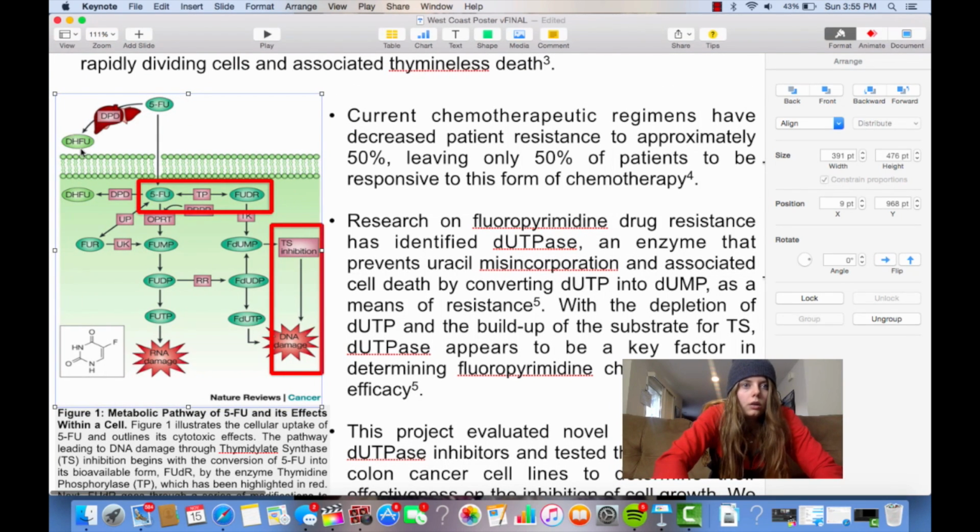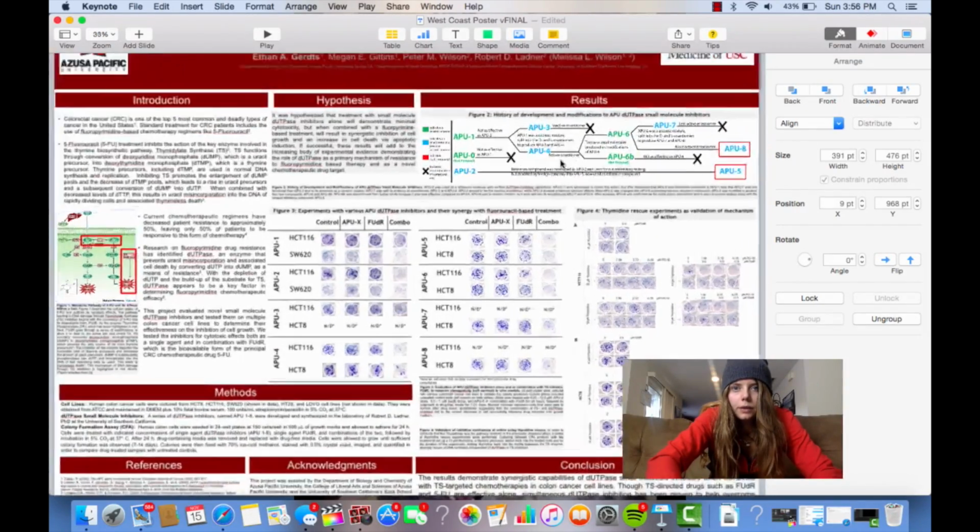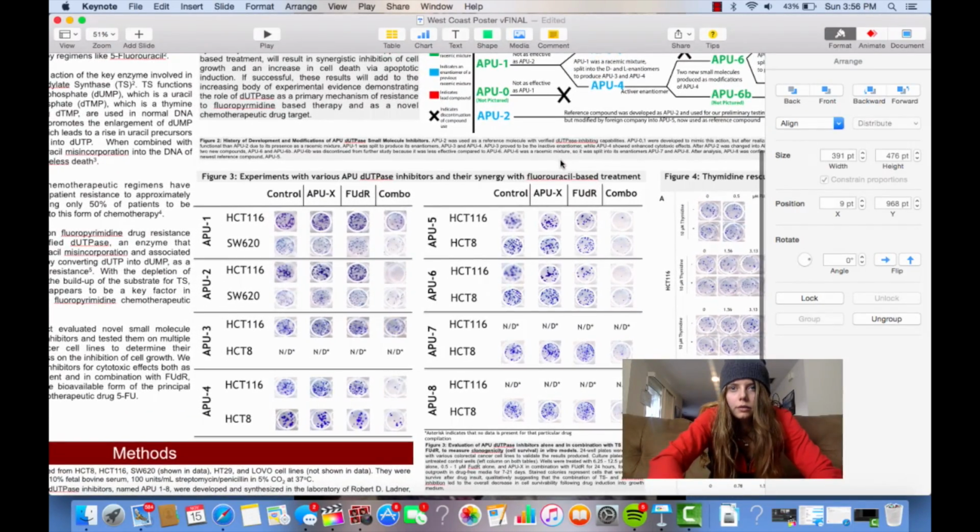So you take the medication, it gets metabolized in your liver, 5-FU goes into the cells, 5-FU comes down and inhibits thymidylate synthase, bam, DNA damage, because, again, we have that buildup of uracil, which the cells misincorporate into the DNA because it's replicating quickly. So I'm going to go ahead and zoom out. Here were our results.